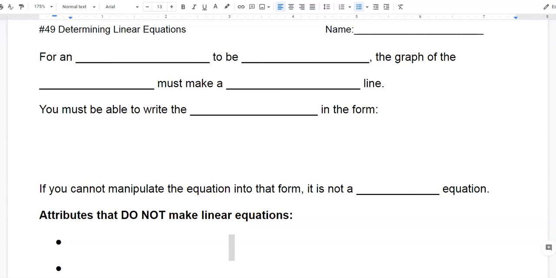Hello, class. Well, today we're going to be talking about what makes a linear equation. So, get started here. For an equation to be linear, the graph of the equation must make a straight line.